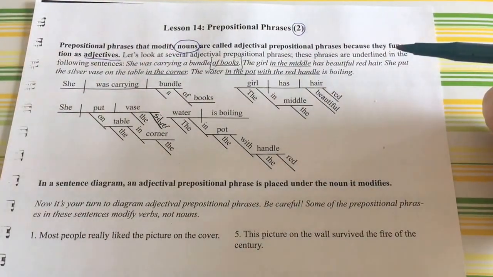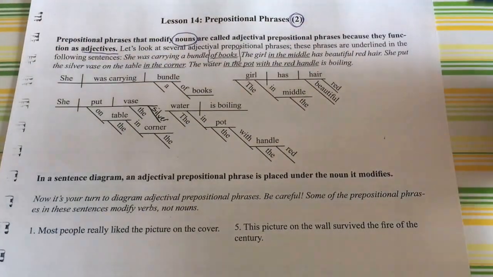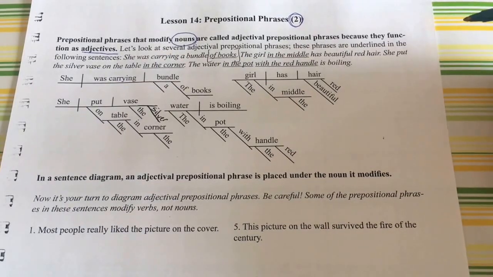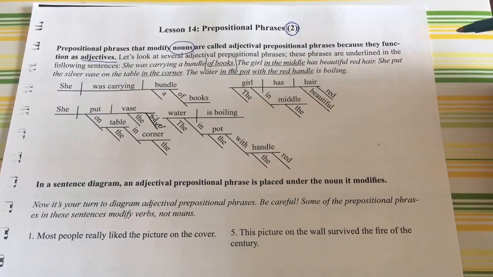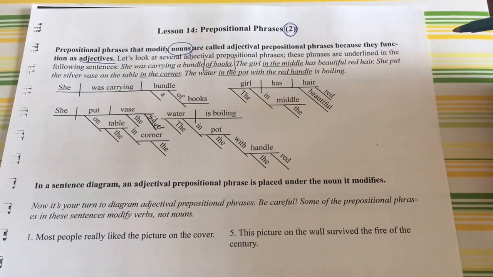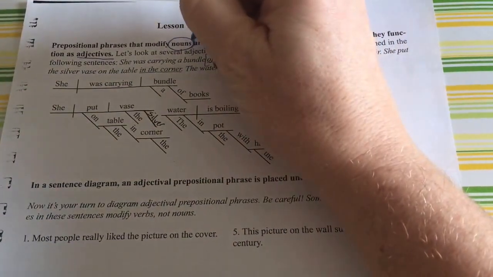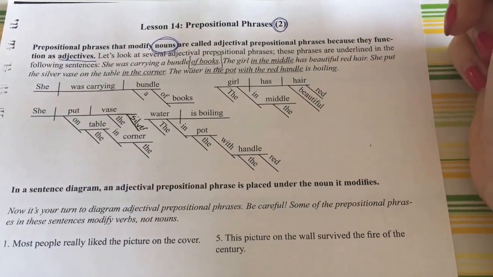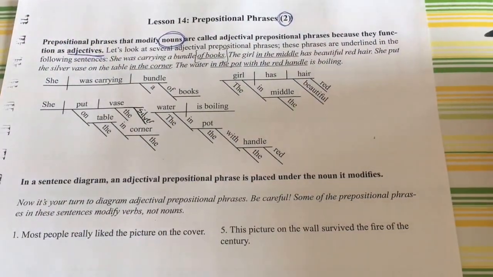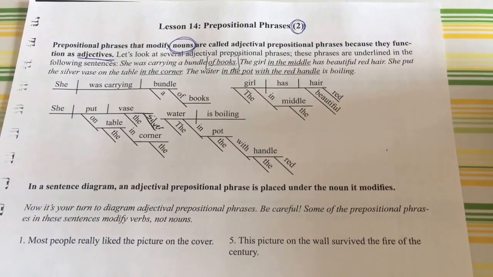Now this is the second lesson where we are covering prepositional phrases, and we can see that because of the two up top. The first time, in lesson 11, we covered prepositional phrases as they serve as adverbs. Here we're covering prepositional phrases that serve as adjectives. Prepositional phrases that modify nouns, because we know that adjectives describe nouns, are called adjectival prepositional phrases, which are essentially adjective phrases.